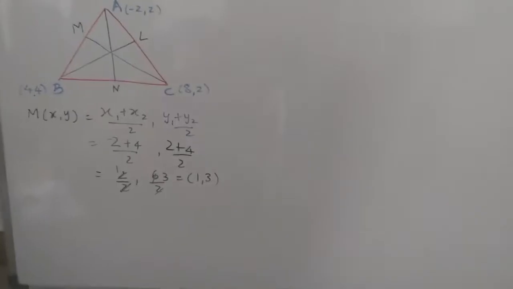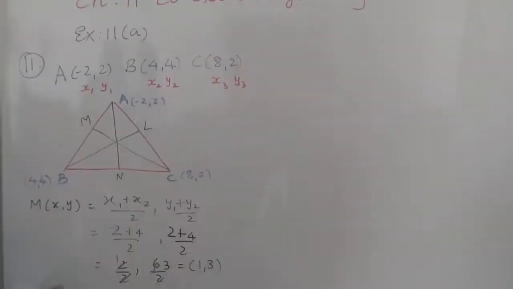Similarly, I'll find the coordinates of N. Point N lies on side BC, and the coordinates of B and C are already written. So directly applying the formula: (4 plus 8) by 2 and (4 plus 2) by 2. So 12 by 2 and 6 by 2. It means 6 and 3. So N coordinates will be 6, 3.